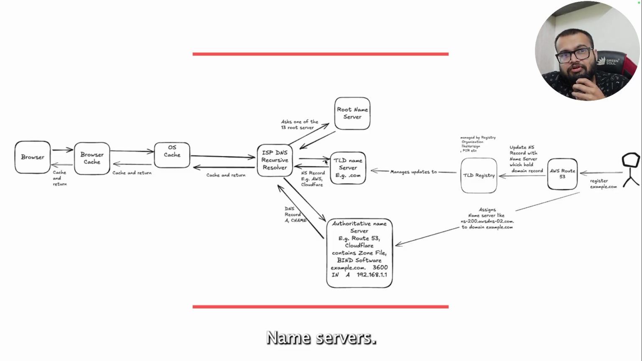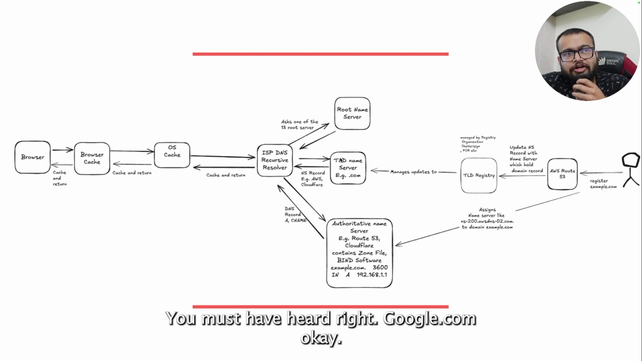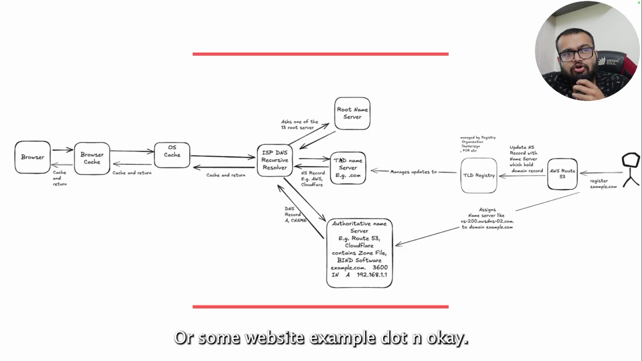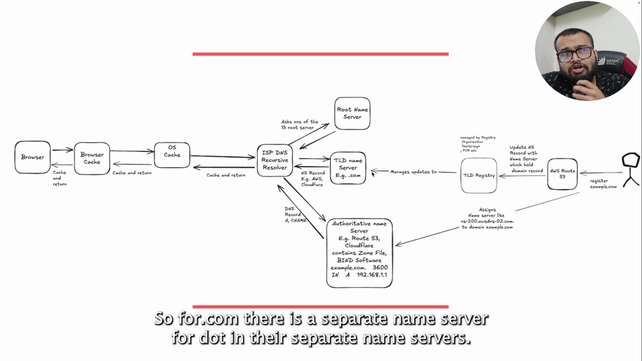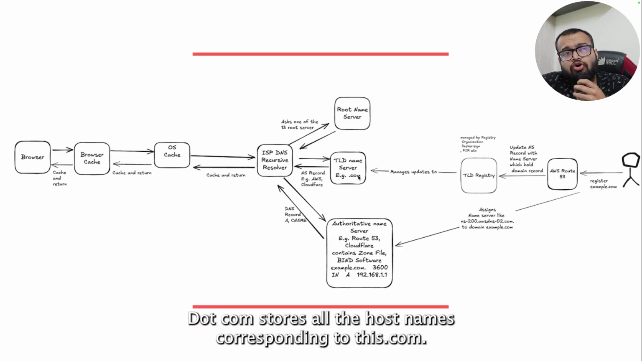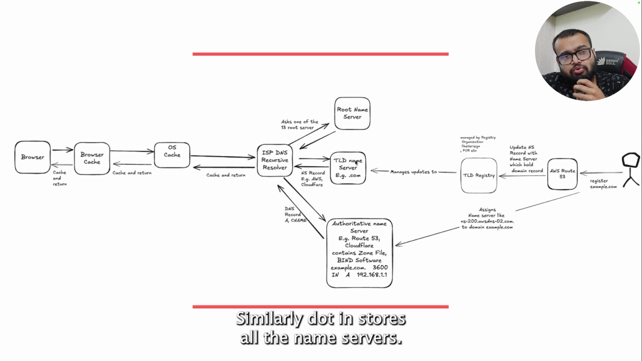TLD name servers. So what are TLD name servers? Like you must have heard, Google.com, or some website example.in. For .com there is a separate name server. For .in there are separate name servers. .com stores all the host names corresponding to this .com, all the name servers corresponding to this .com. Similarly, .in stores all the name servers.